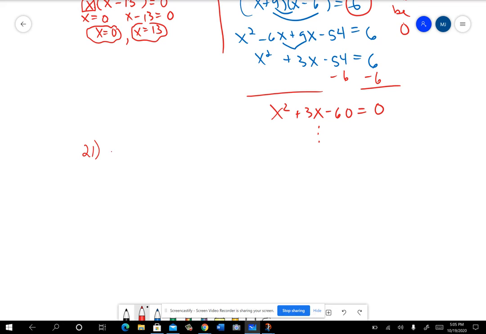Okay, it said 5r squared minus 39r minus 8 equals 0. And the directions on that were to solve. So it's already equal to 0. So you got to start your factoring.